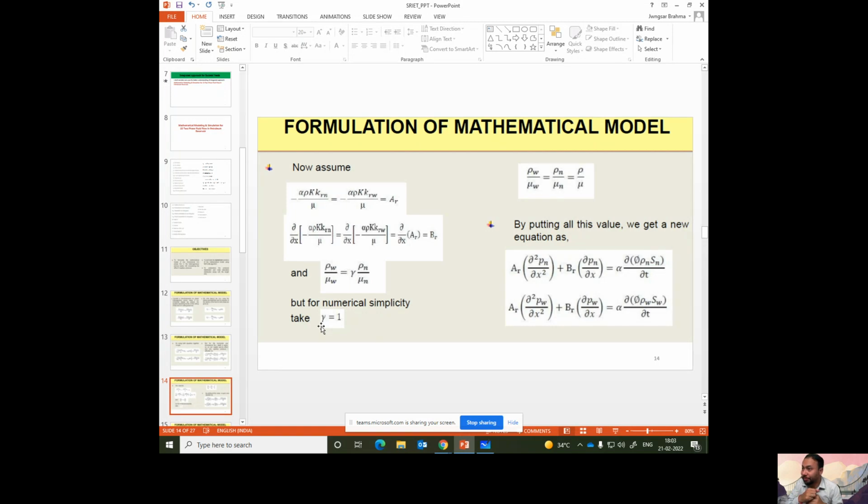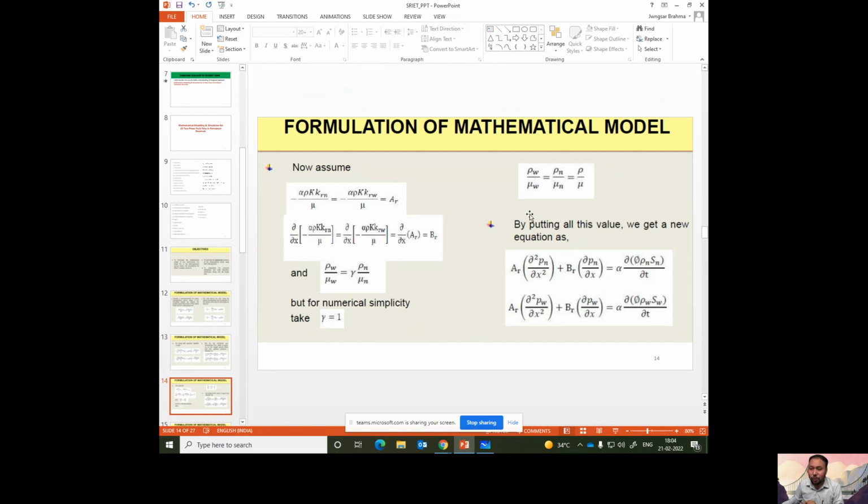We have to assume gamma is equal to 1. We are not putting in the exact natural phenomena; we are doing some manipulation here. We assume gamma is equal to 1. We are at the stage of technology, right? Now it is simplified in this format.